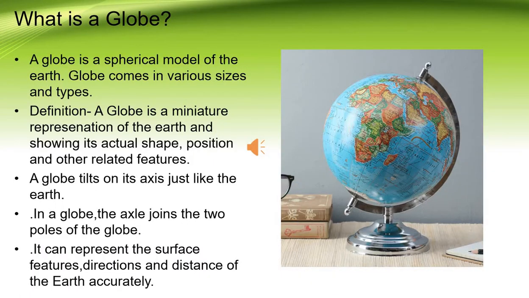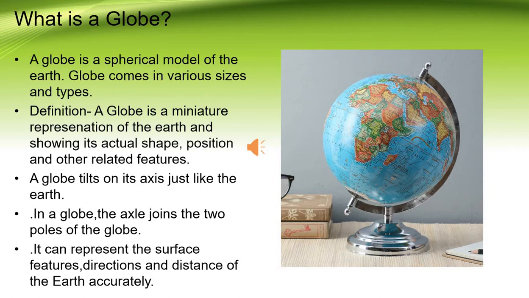Now we'll study about the globe. I'm sure, children, you must have seen the globe in the school. So, what is a globe? A globe is a spherical model of the earth. Globes come in various sizes and types. Let us understand the definition of a globe. A globe is a miniature representation of the earth, showing its actual shape, position and other related features.